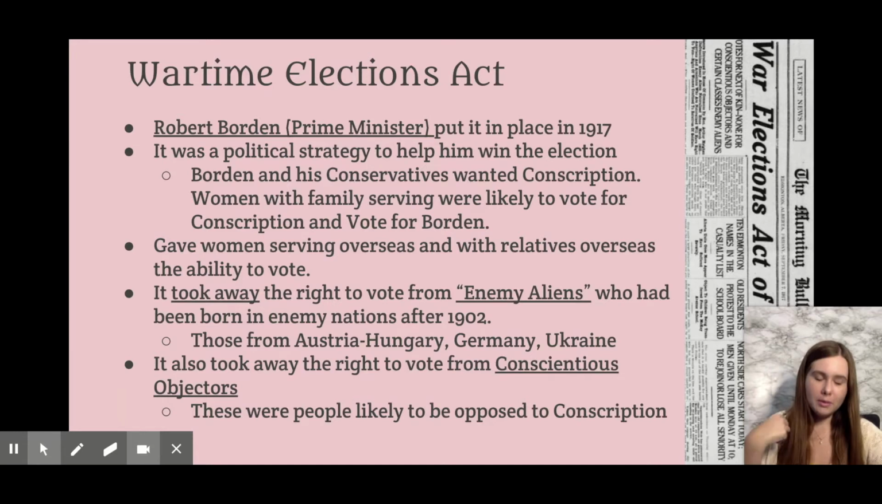So women got the right to vote through what was called the Wartime Elections Act. So let's explore this a little more in depth. Robert Borden, the prime minister at the time, put in place the Wartime Elections Act in 1917. This was very much a political strategy to help him win the election.